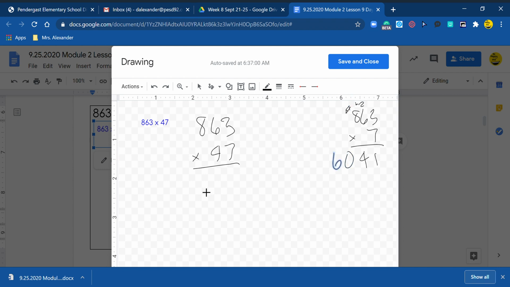So now I'm going to take this number, I'm going to put it in my first row right here. So I'm going to do the 1, the 4, the 0, and the 6. Do you see how I'm kind of just lining it up, making sure my columns are nice and straight?